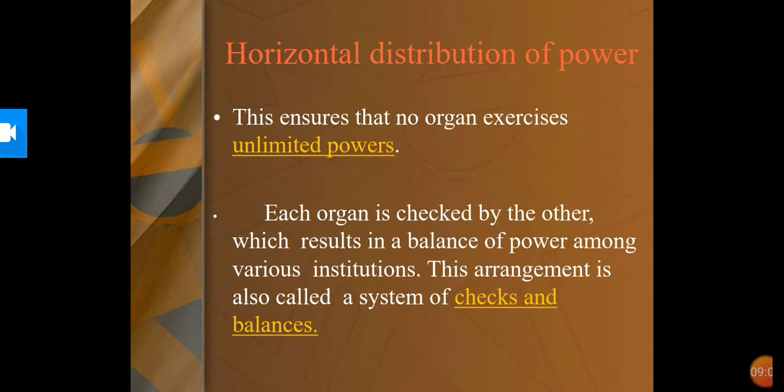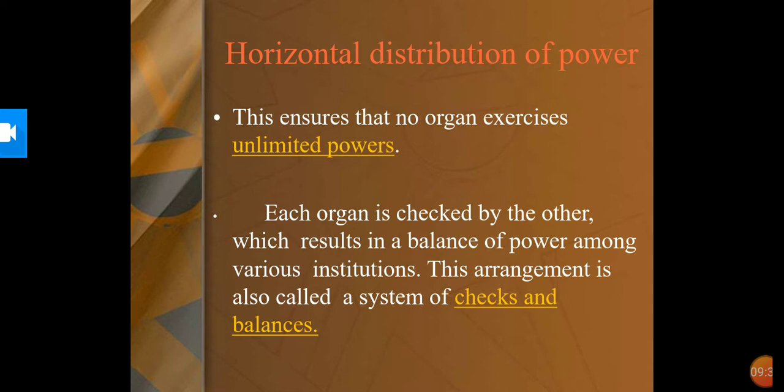This ensures that no organ exercises unlimited power. That means legislature or executive or judiciary, they don't have unlimited powers. The powers are limited. Each organ is checked by the other, which results in a balance of power among various institutions. This arrangement is also called the system of checks and balances.